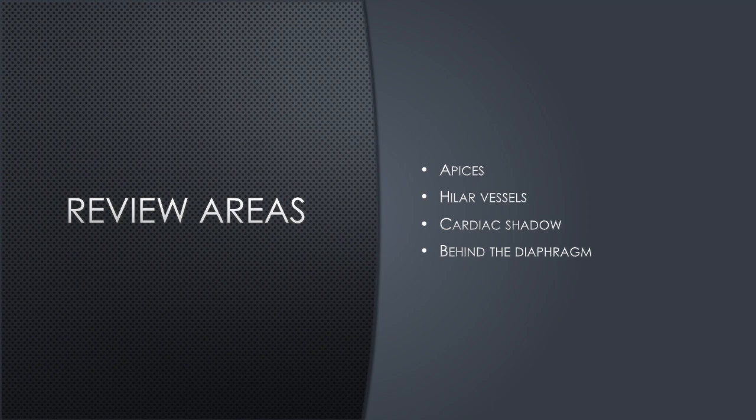There are 4 key review areas to look at for chest x-rays or thoracic imaging, especially plain films. Pathology can often hide in these areas, so it's always good to review them or go back and look a little bit harder. Those are the apices, the hilar vessels, the cardiac shadow, which can be quite large, so you can miss things, and the diaphragm, which is quite a large structure, often compounded by the liver behind it, or even the stomach and spleen under it.